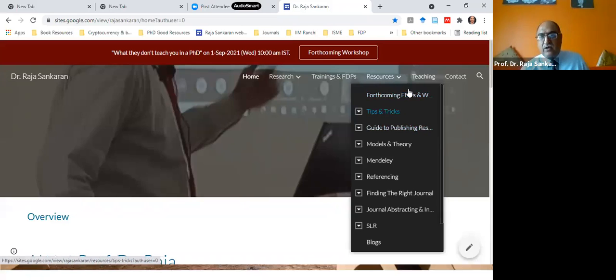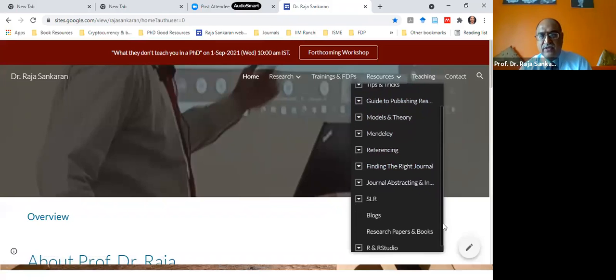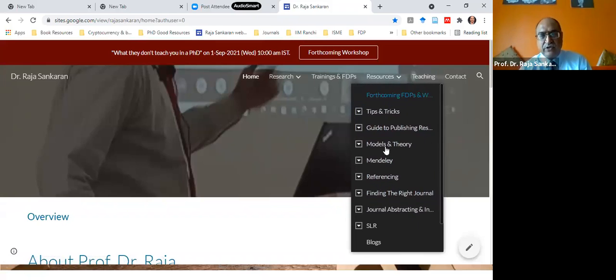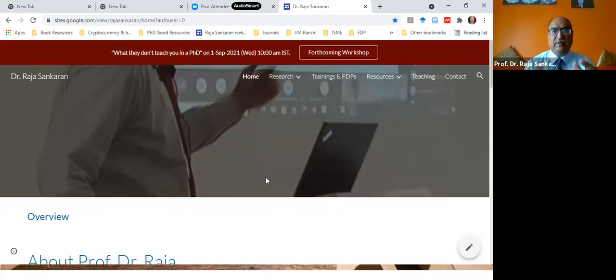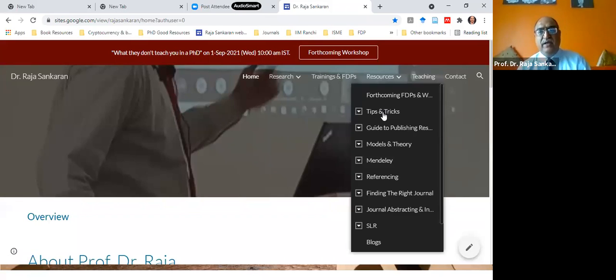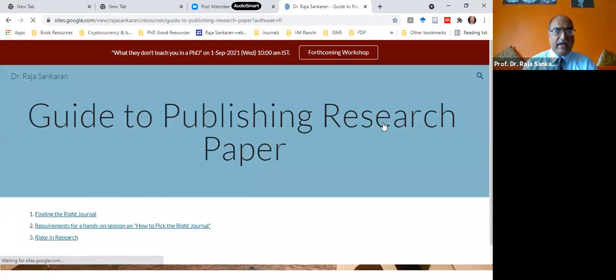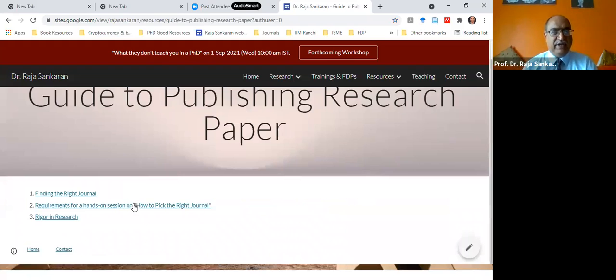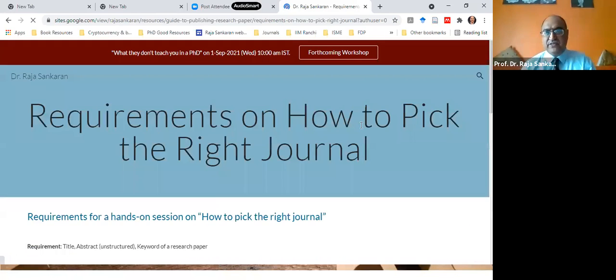Now here there is a lot of information that I have. For example, the tips and tricks, a guide to publishing research papers, models, referencing, how do you find the journal, abstracting, and something on the systematic literature review. You can look for information by which you could come to know about the journals where you should publish and where you should avoid. I have a lot of information given in here. How to pick the right journal, how to make use of this.